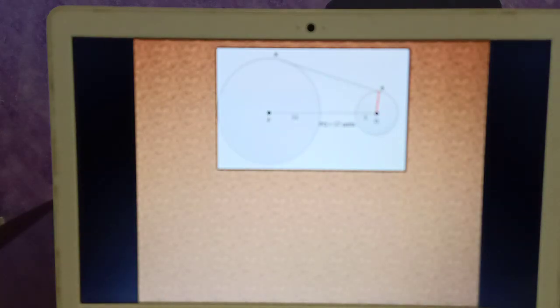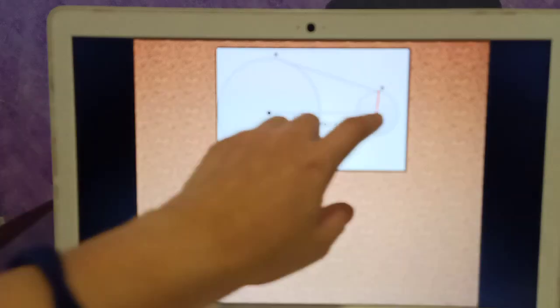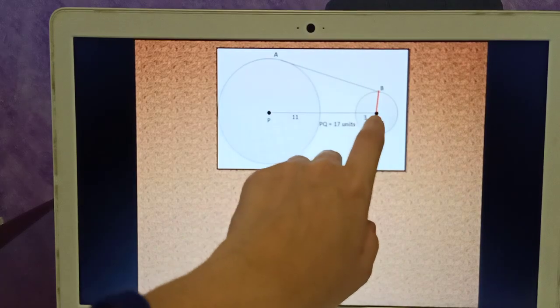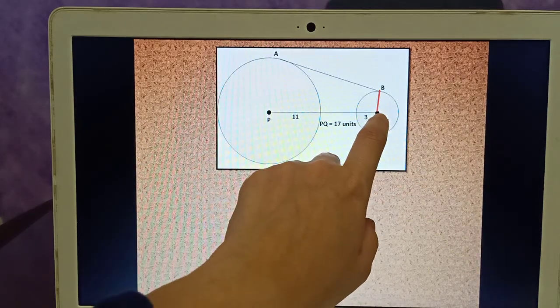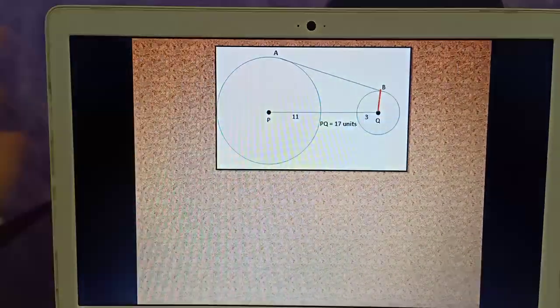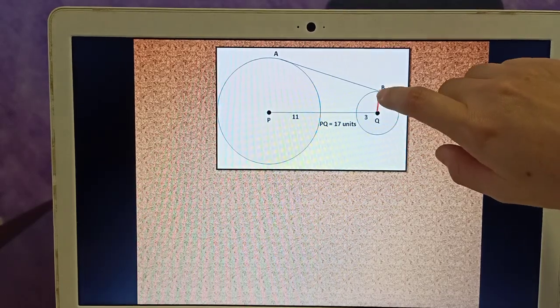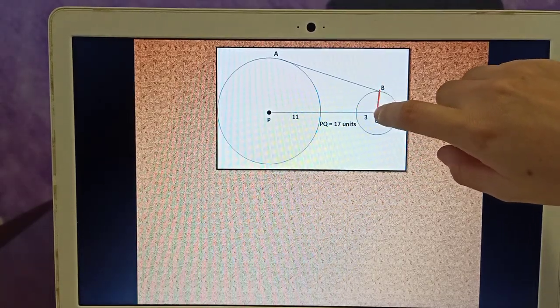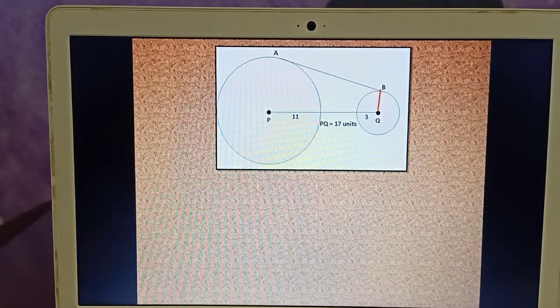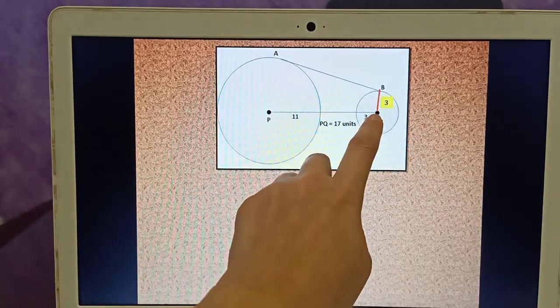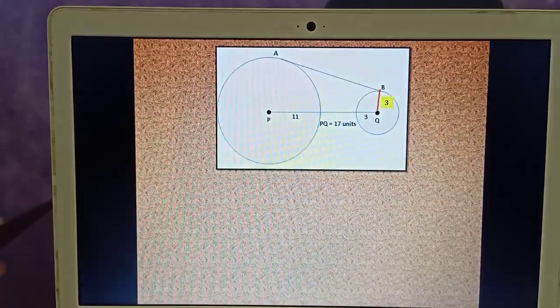Okay, so this is the diagram. I copied it here. So I draw a radius from center Q to the point of tangency B. So I will get a radius here, and this is also 3, right? Because the radius here is 3. So this one also 3.